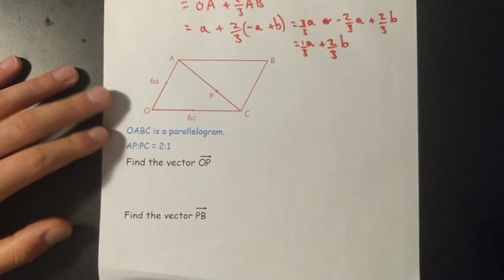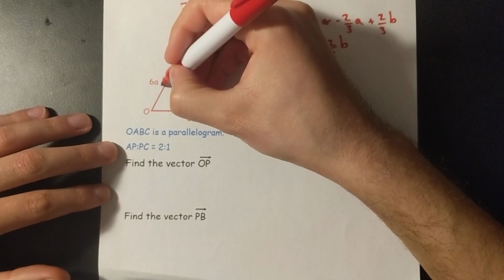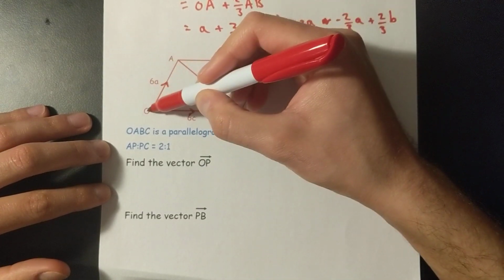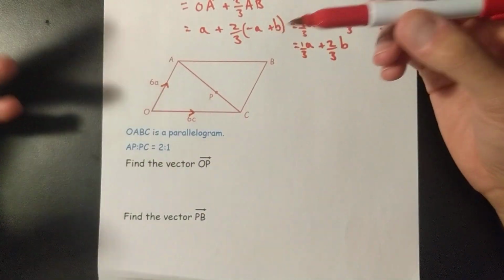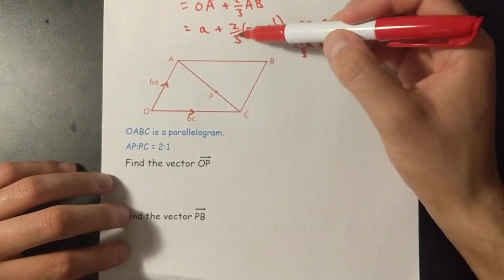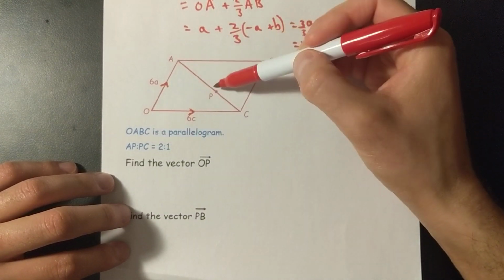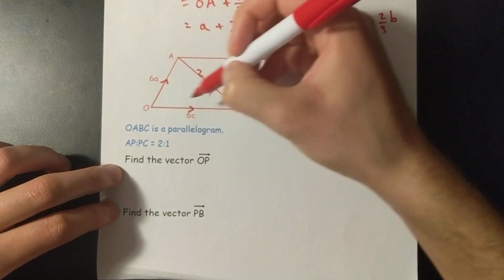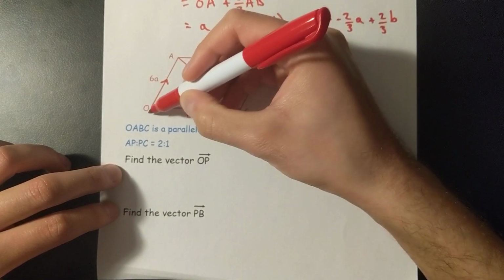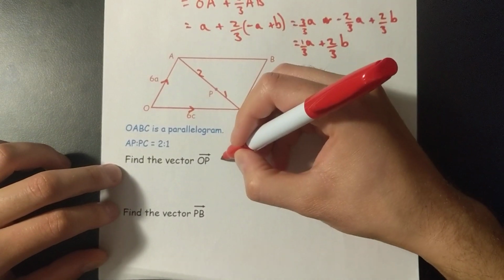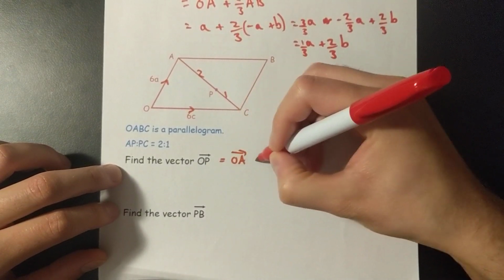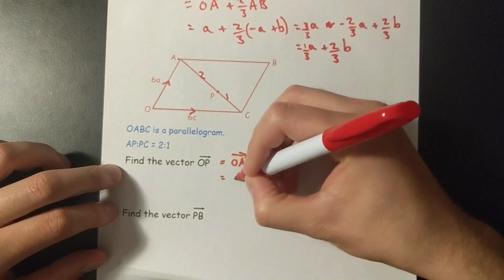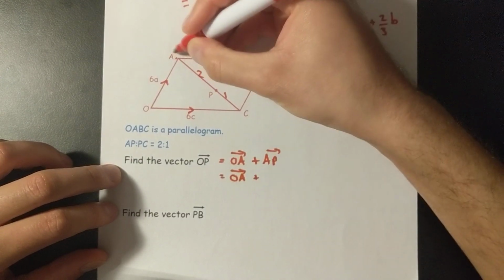Now, very similar question, slightly different, where here I've been given that this vector here is 6a, and this vector here is 6c, so I've got multiples of them, but it's exactly the same idea. I've got a parallelogram, OABC, and A to P to C is in the ratio of 2 to 1. Find the vector O to P. Well, the vector O to P, I'm going to go from O to A. And then from there, I'm going to go from A to P. Again, I know what O to A is. That one's easy. A to P is a bit of bother.